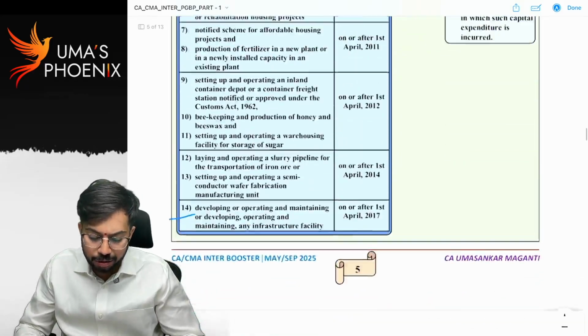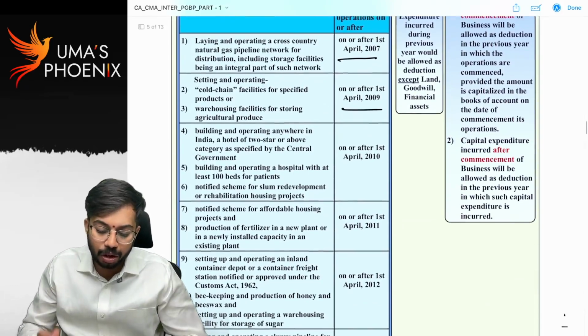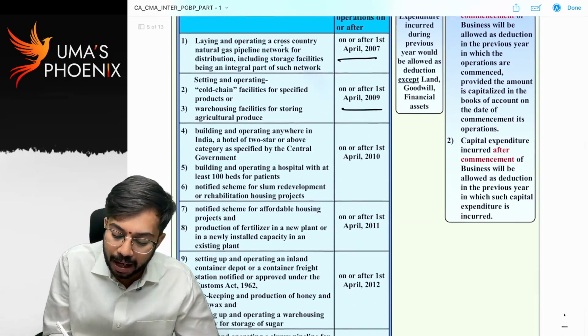Now let us see those 14 businesses. First one is laying and operating a cross-country natural gas pipeline.